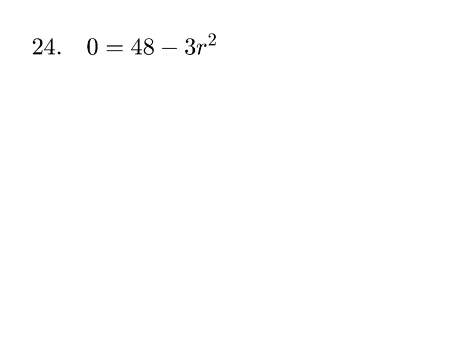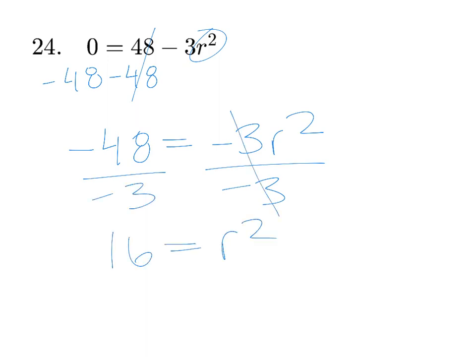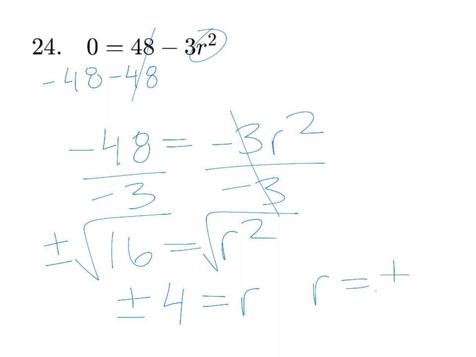All right, for 24, I just need to isolate r squared. Subtract 48. End up with negative 48 is equal to negative 3r squared. Next thing I need to do is divide by negative 3. I get 16 equals r squared. Now how do you get rid of the square? You square root both sides. And when you introduce a square root into an equation, don't forget the positive and the negative. So I end up with positive negative 4 equals r, or r is equal to positive negative 4. All right, if you plug both of those values into the original equation, it works out to be true.